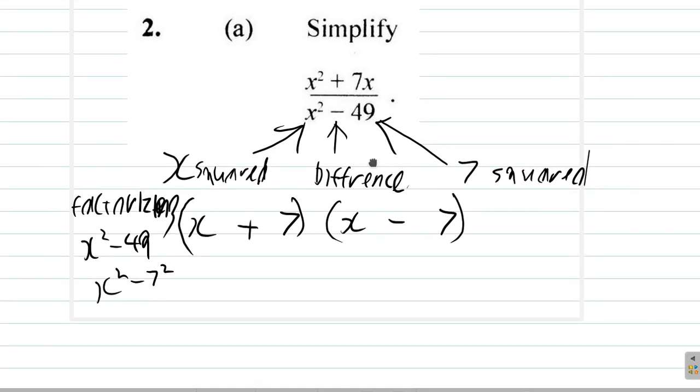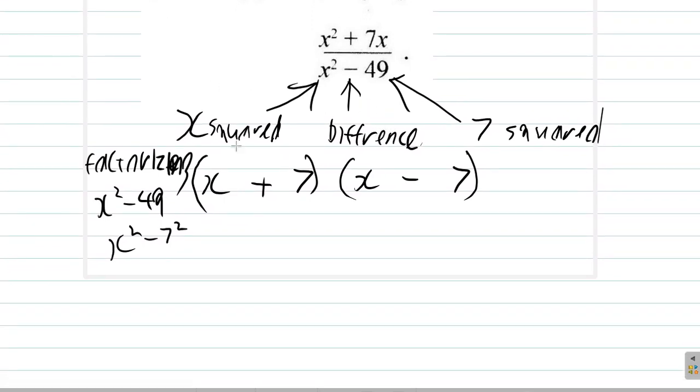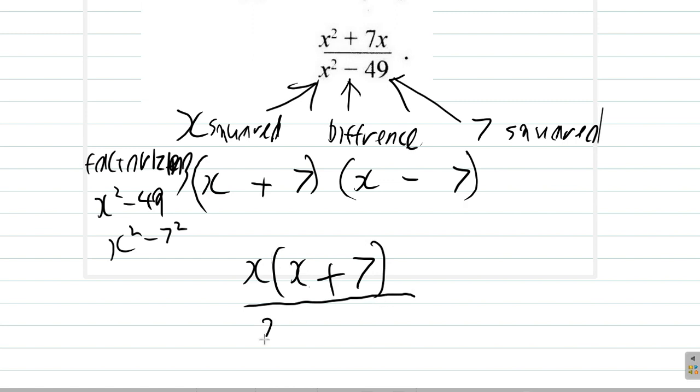So now factor out the x at the top. You have x outside of the bracket. x times whatever you put here gives you x squared. What are you going to put there? Now x plus x times what you put here gives you 7x. It must be 7. So x plus 7 over, and then you have x plus 7, x minus 7.